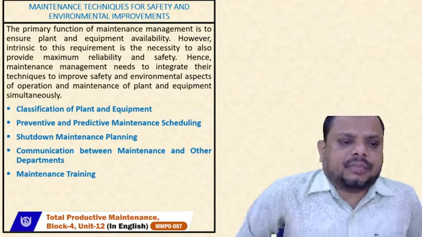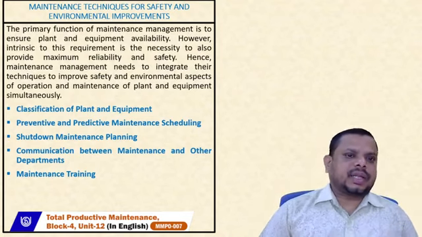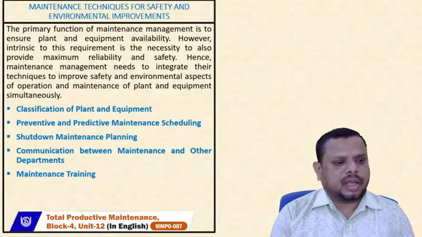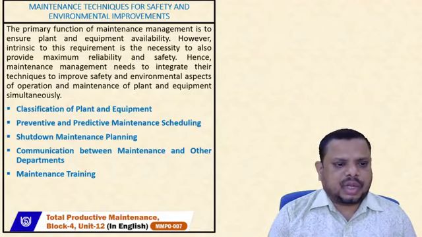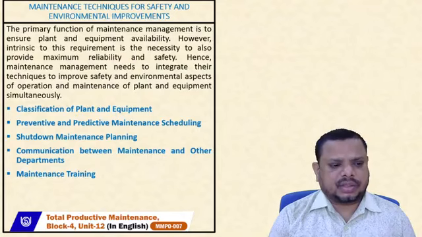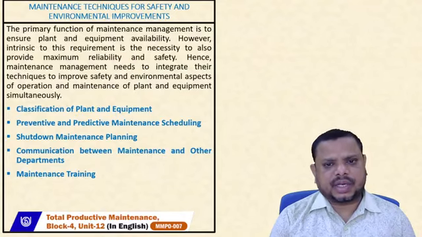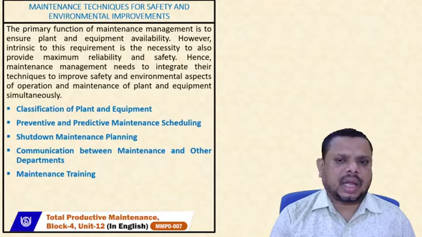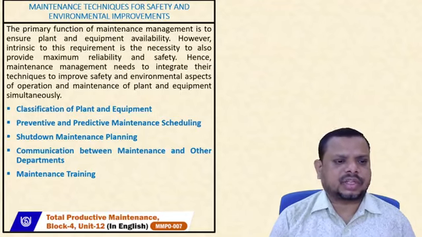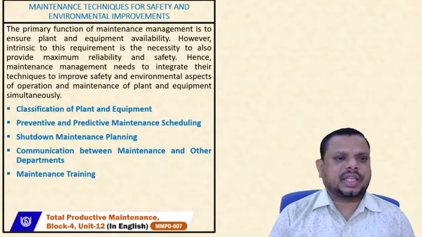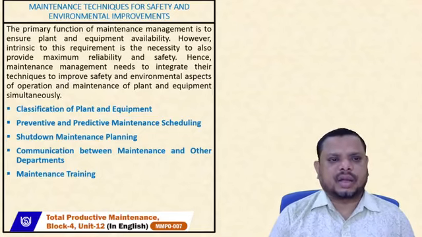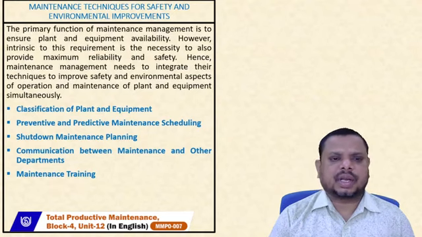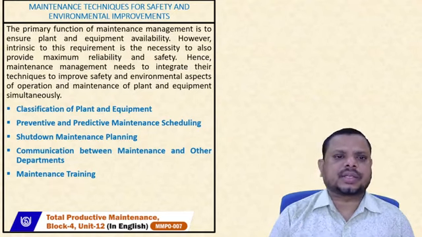So the first important part is what are the different steps or parameters basically involved in your maintenance technique for safety and environmental improvement. The first important part we have is classification of plant and equipment, then preventive and predictive maintenance scheduling, then shutdown maintenance planning, communication between maintenance and other departments, and the last one is maintenance training. So by combining these five parameters, you can easily implement the maintenance technique to improve safety and environmental issues inside the organization.